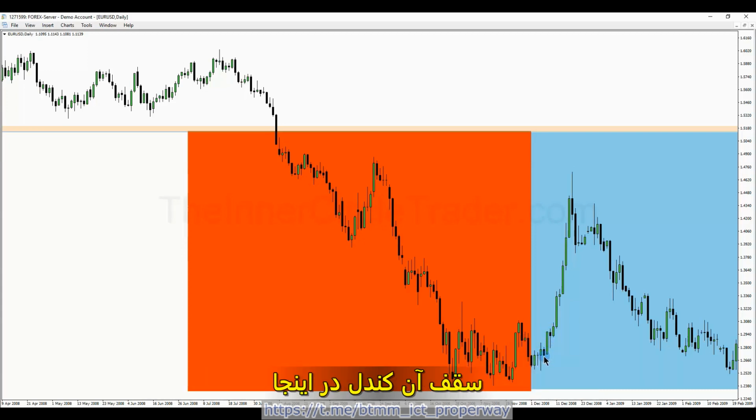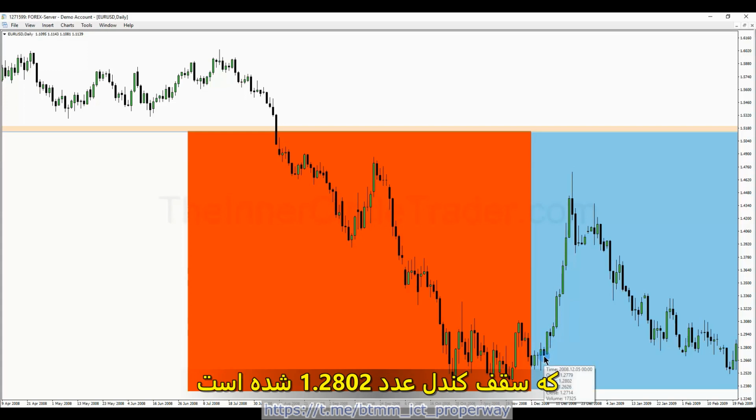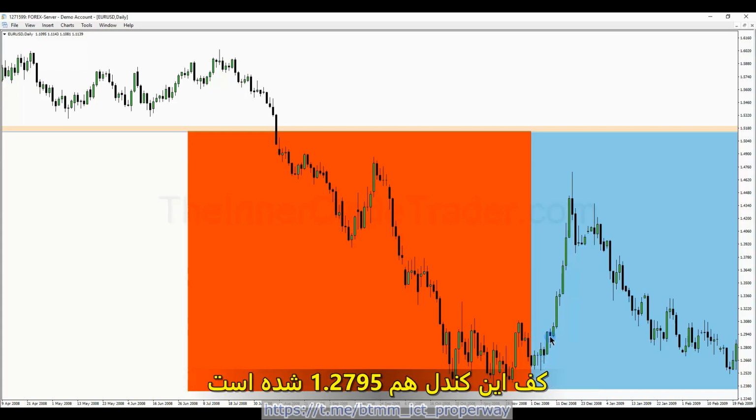High comes in at 28.02. The low on this candle comes in at 27.95 into this candle's body. Rallies all the way up into the bearish order block.